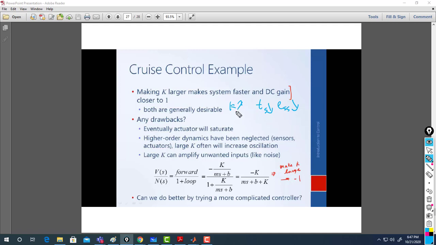In simulation, we saw the effect of increasing K in making the system faster and letting the DC gain get closer to 1. But in theory, do you have an idea how we go through it? You didn't see it before, so now we'll go over it. But this is very fundamental for control engineers.